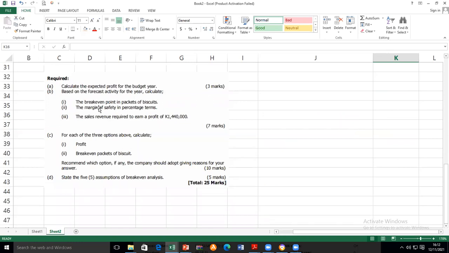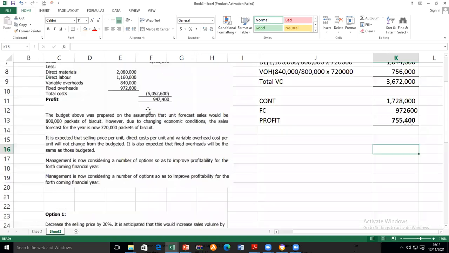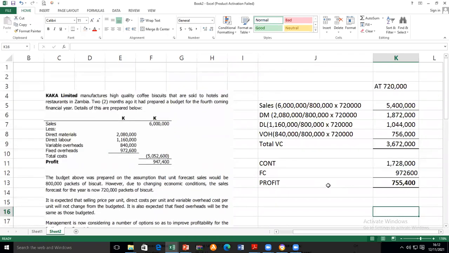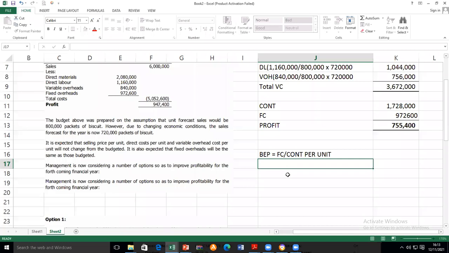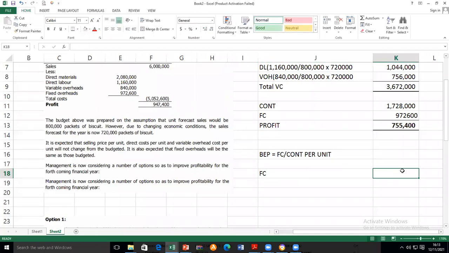Profit, number 2, break-even point. What's the break-even point? Who remembers the break-even point formula? Fixed cost divided by contribution. Yes. So our fixed cost equals that figure there.